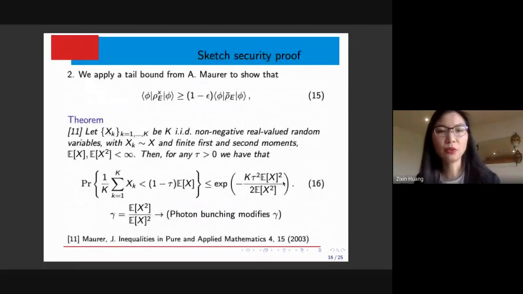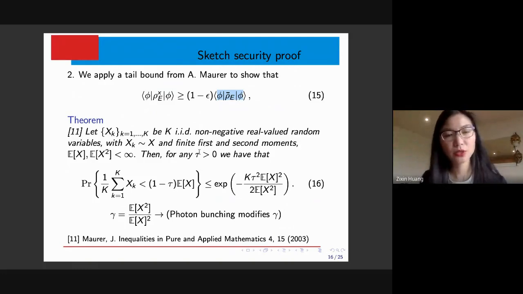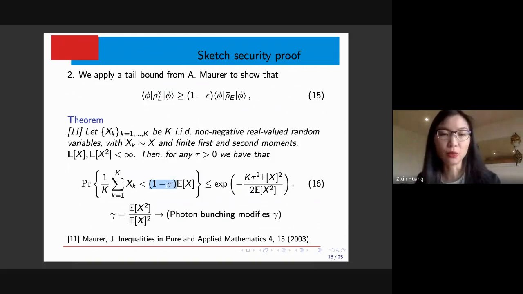And for the second term, we apply the Maurer tail bound to show that this particular quantity here is larger than 1 minus epsilon of that when you measure the maximally mixed state. So it is very similar to the matrix Chernoff bound, except this time the tail bound applies to random numbers. It's saying that when you add up a bunch of random numbers, the probability that the sum is smaller than 1 minus tau of the mean is exponentially suppressed.